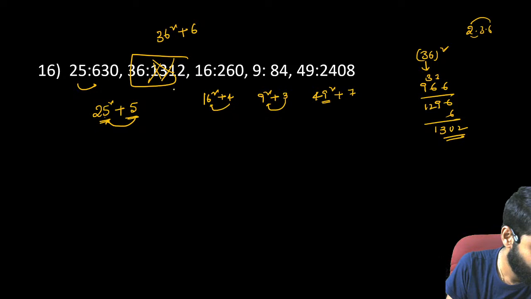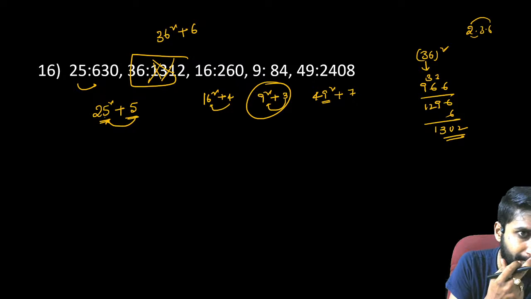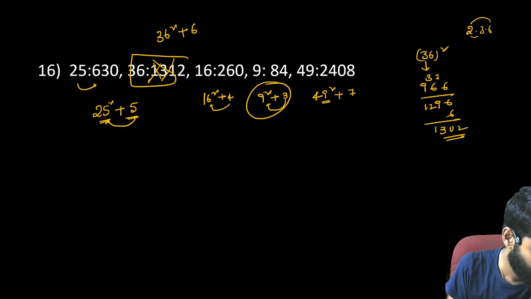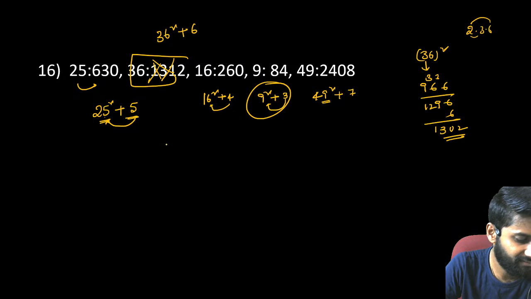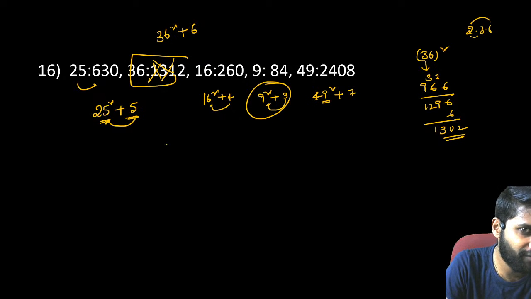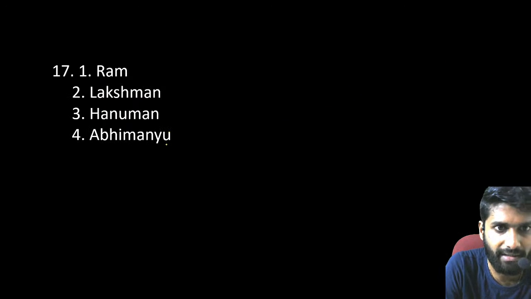It's not a 984. 984 is a perfect resemblance. So 36 and 131 is the wrong answer. Very good, Bharat. Just go through that. 16 square plus 4 resembles exactly 260, Varsha. Then go through that. That is the remaining one.